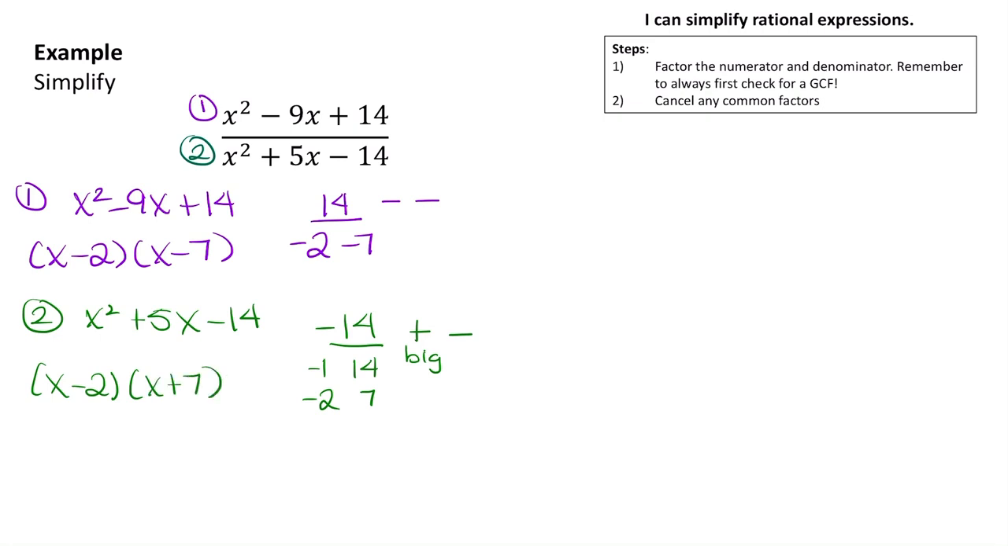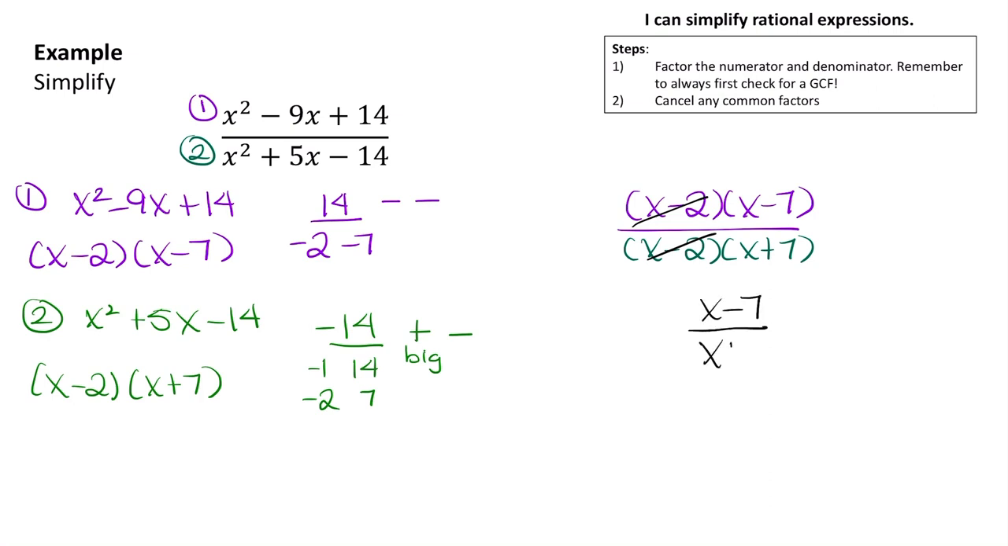So now I'm going to take these factored expressions and rewrite the original rational expression. In the numerator, I have x minus 2 times x minus 7, and in the denominator, I have x minus 2, x plus 7. You want to be very careful when looking for common factors that the factors you're canceling have the exact same sign. So x minus 2 and x minus 2 will cancel, but x minus 7 and x plus 7 will not cancel, right? Because they have opposite signs. So our fully simplified expression is now going to be x minus 7 over x plus 7.